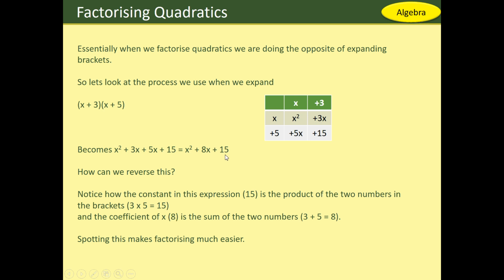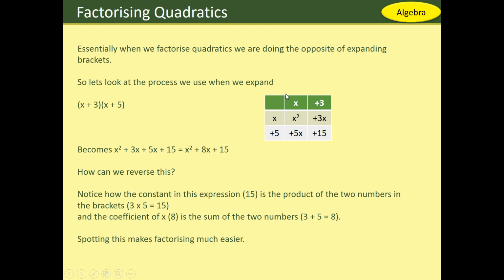So we need to reverse this, and unsurprisingly, given that we start with 2 sets of brackets, we have to end with 2 sets of brackets if we were going backwards. Now, the key thing to notice is that the constant in the expression, 15, is the product of the 2 numbers in the brackets, the 3 and the 5. And this will be the case for every quadratic expression, that the constant will always be the product of the 2 constants in the brackets.